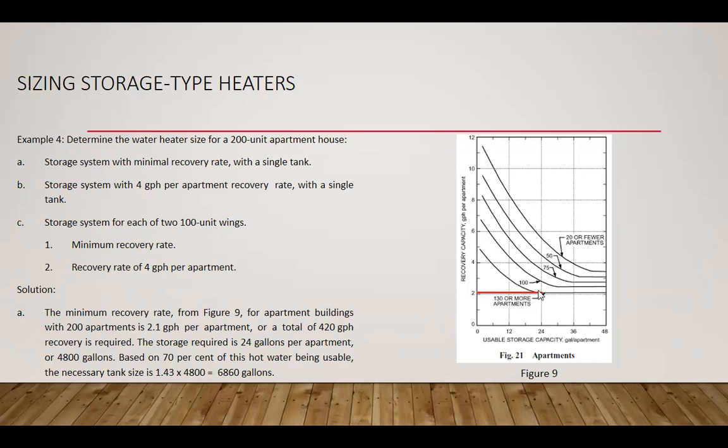Tapos sa baba, the storage required is 24 gallons per apartment, or 48 gallons. Based on 70% of this hot water being usable, the necessary tank size is 1.43 times 48 is 6,860 gallons.